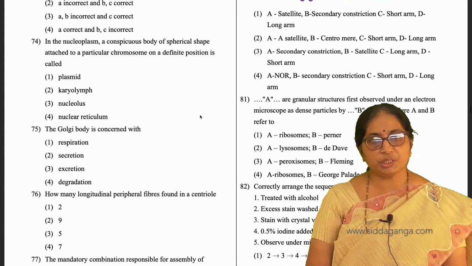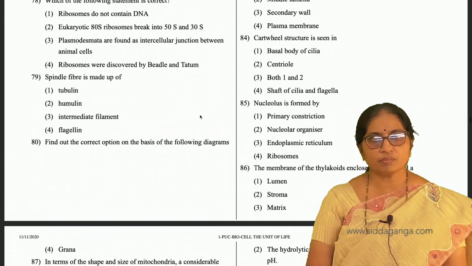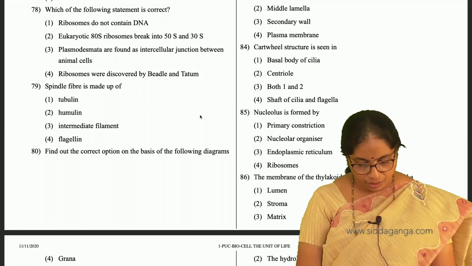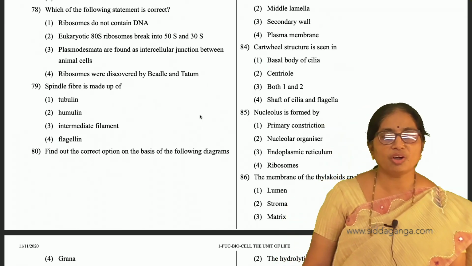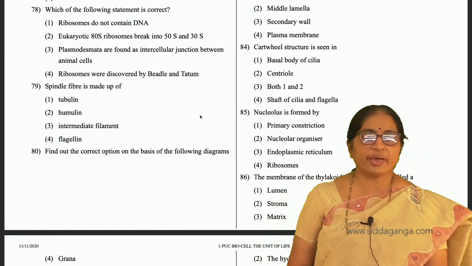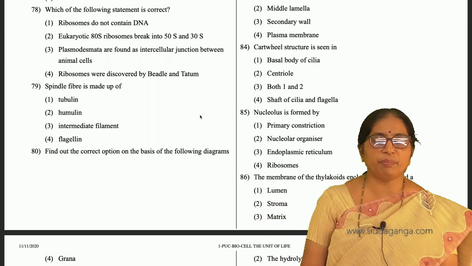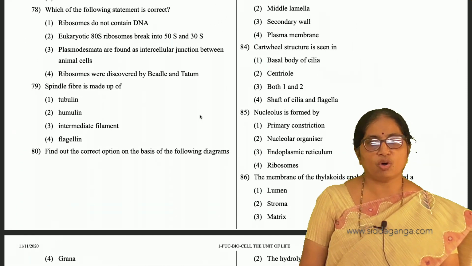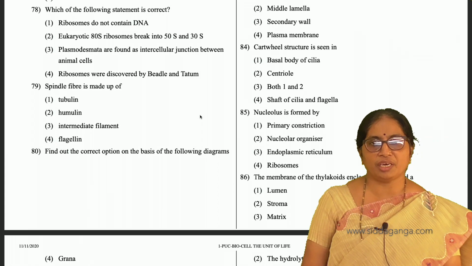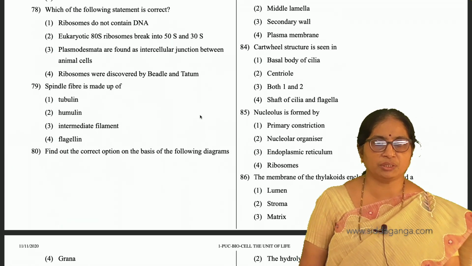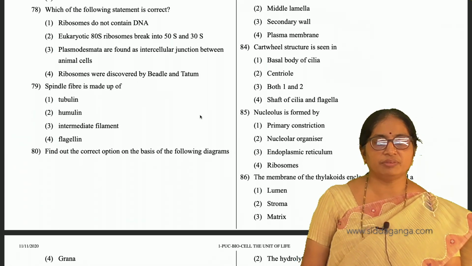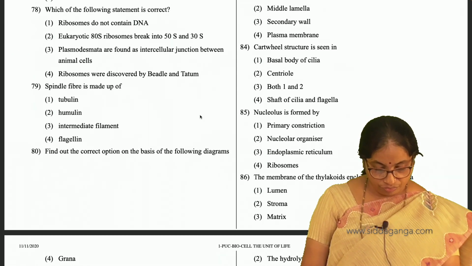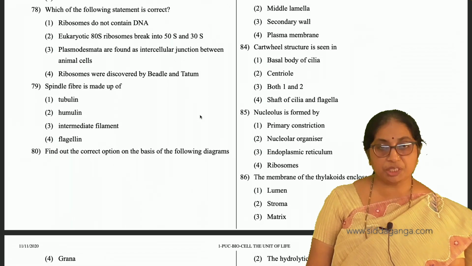Which of the following statements is correct? Ribosomes do not contain DNA. Eukaryotic 80S ribosomes break into 50S and 30S. Plasmodesmata are found as intercellular junctions between animal cells. Ribosomes were discovered by Beadle and Tatum. So, which of the following statements is correct?